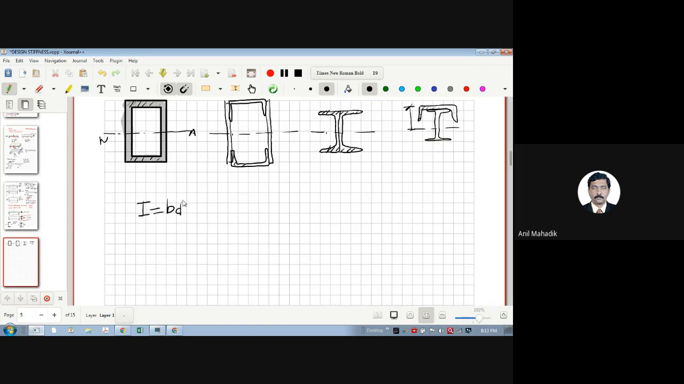The formula for this is for rectangular section only. And Z means section modulus, which is nothing but I upon Y. Y means this. If the total depth is, let's say, D, then I can say this Y is nothing but D by 2.